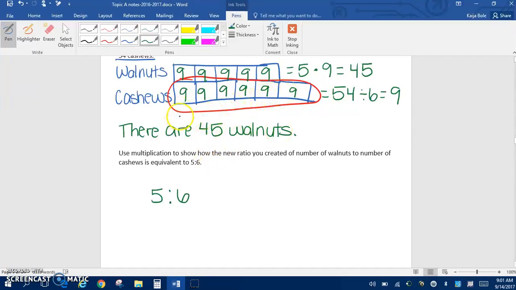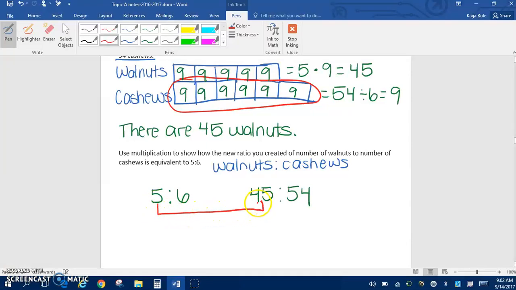So if we look back up above, we need to write down our new ratio that we found. So walnuts, we found there's 45 walnuts, so that's our first number. And then our second number is cashews, which is 54. Alright, and if it helps to write down, remember what the order is, we're looking at walnuts to cashews. Alright, so now we have to check and see with our multiplication here. So first, we're going to check the first number, which is 5 and 45. And we're checking to see 5 times what is 45. And we know 5 times 9 is 45.